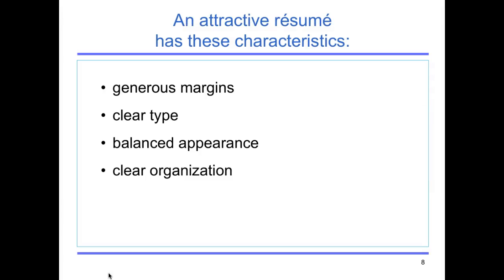So an attractive resume has generous margins, lots of white space. It uses very clear type, and it has a balanced appearance with a clear organization. When you are thinking about organizing your resume, you want to pay attention to consistency. So for example, if you say college education, Thomas Nelson Community College, comma, Hampton, Virginia, comma, and the beginning date and the date of graduation or anticipated graduation, then everything else that you list for your jobs, you want to follow that same format.